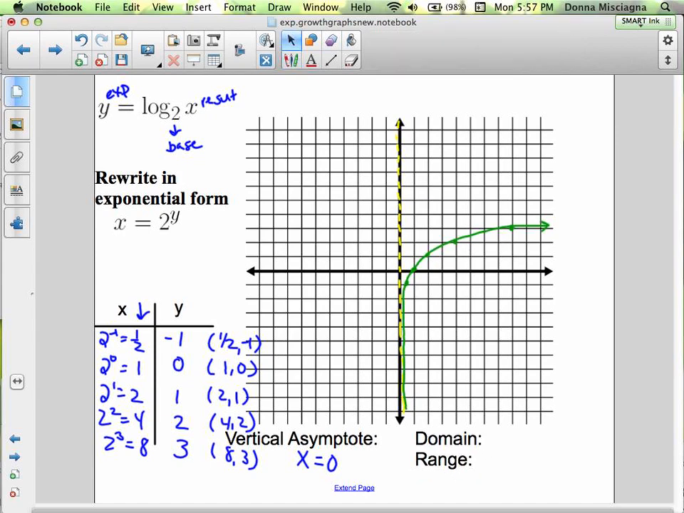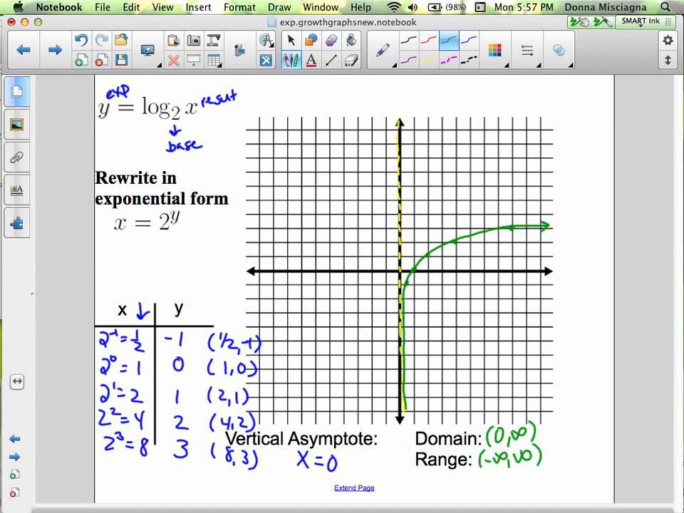The domain, notice we did not cross the y-axis, right? There's no negative x's. So our domain is 0 to infinity. And that's what your domain is going to be unless you translate right or left. The range, however, will be all real numbers because that's your exponents. Your exponents can be anything, right?